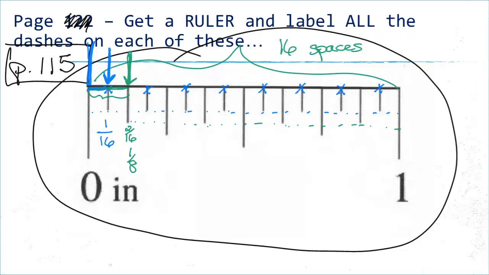Okay. So then the next one, so there's 1, 2, 3, 4/16. That would be 5/16 because you're going over. And this would be 6, but 6/16 simplifies to be 3/8. Okay.